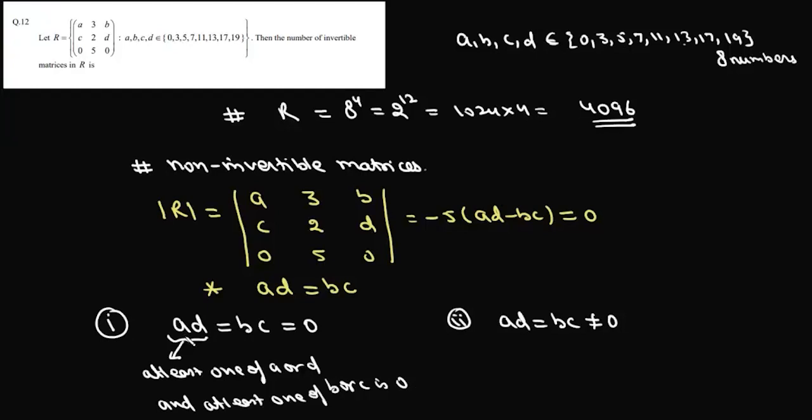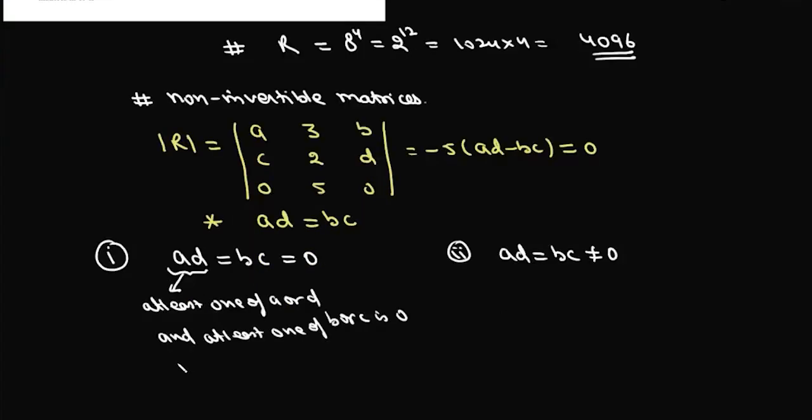Using inclusion exclusion. Now if A is 0, then we can choose D in 8 ways, plus if D is 0, we can choose A in 8 ways, and then minus that case where both of them are 0. So this is 15, and the same way for B and C also we'll have 15 cases. So total number of such matrices will be 15 into 15, and there will be 225. So that's our first case.